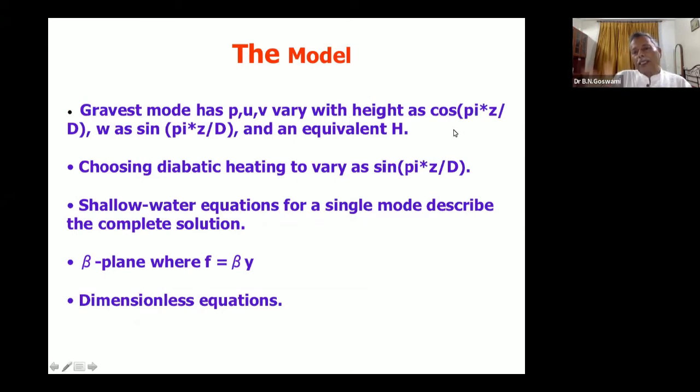This is something like a cosine function, maximum in the middle, and so on. This is something that Gill used, and it sort of makes sense to use it. Rama, you asked me some time back what kind of vertical structure we assume. Basically this is what we do, and then we can get an equivalent depth corresponding to that normal mode.